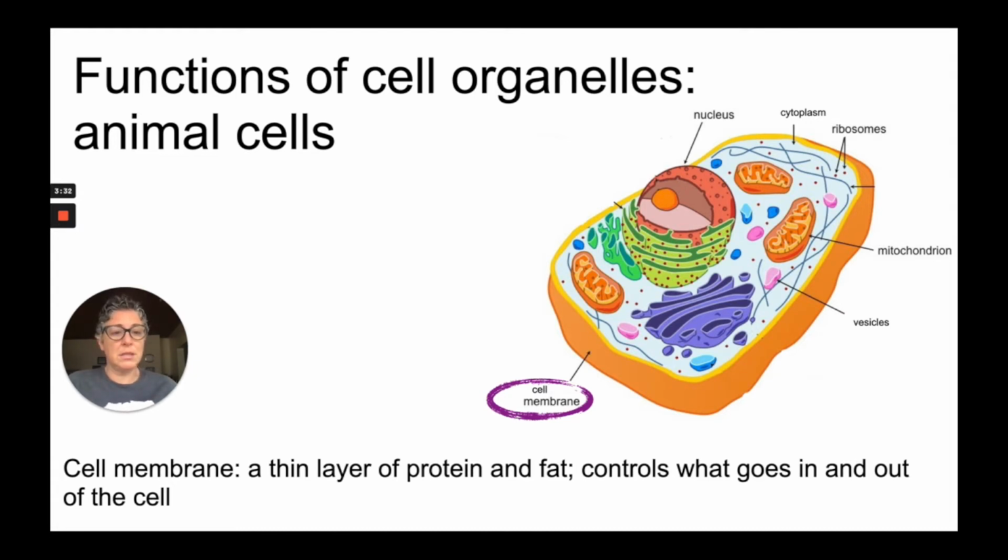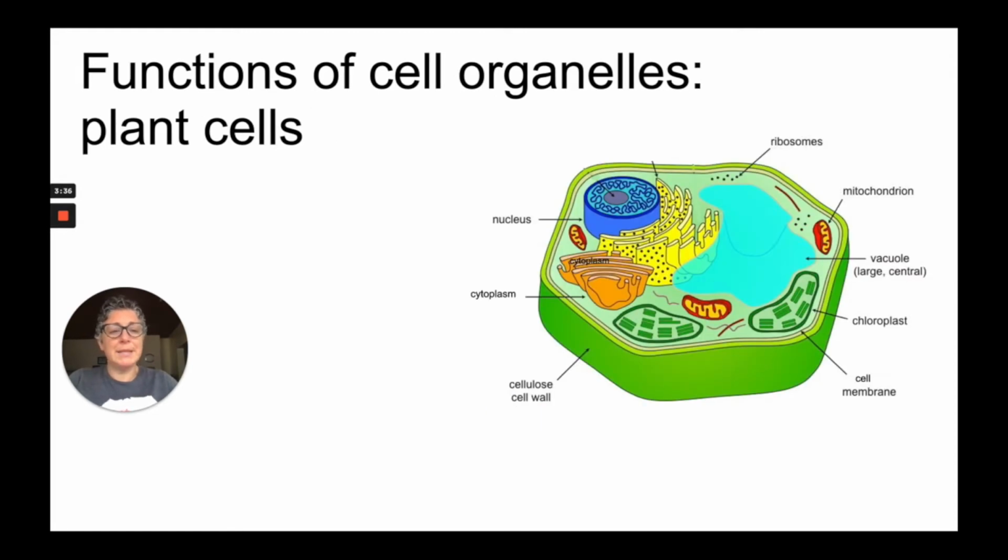So that's 6 organelles. Now, as we look at plant cells, those organelles are similar, and so I'm not going to go over the ones that I've already talked about. So for example, the nucleus has the same function. The cytoplasm has the same function. The ribosomes have the same function. So I'm not going to go over them again. Let's just look at the 3 organelles that are different in plant cells.